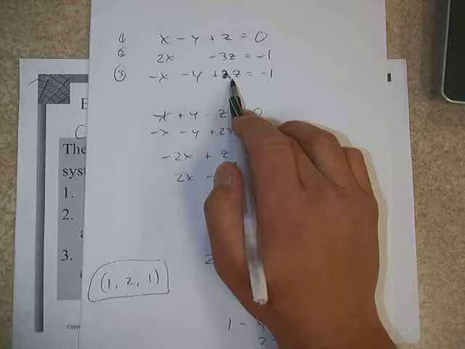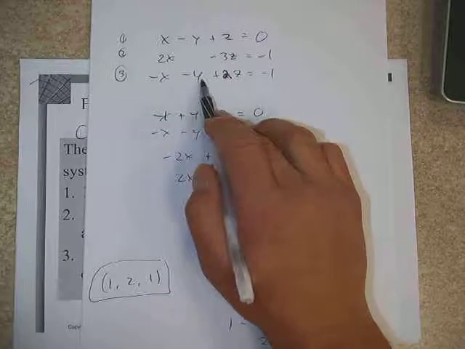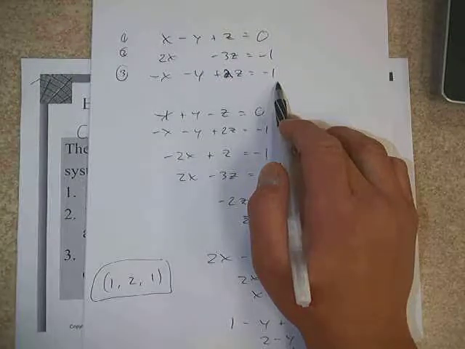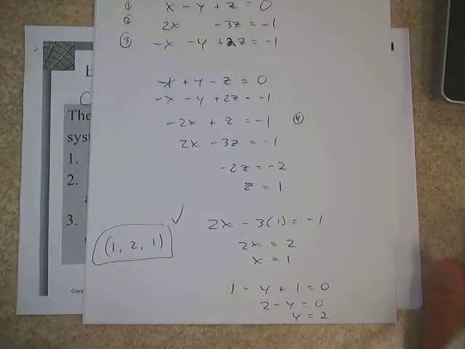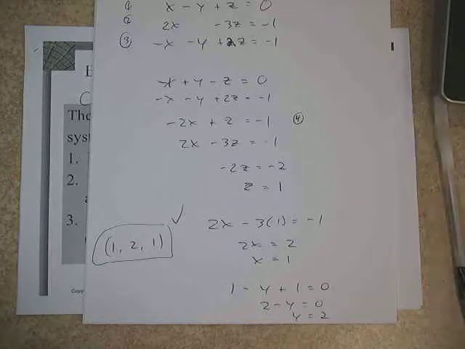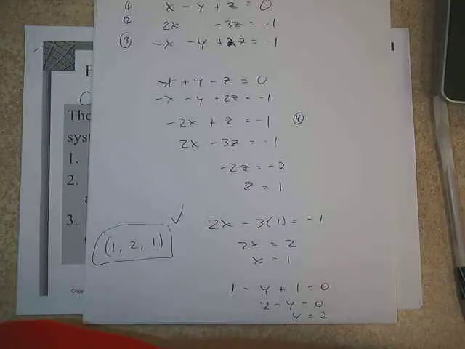Just like any equation solving process, we should check. We already know it works in number 1. If we put a 1 in here and a 1 in here, we'd have 2 minus 3, which is negative 1, so it works in the second equation. In the third equation, we'd have negative 1 minus 2 plus 2, which would also equal negative 1. So it did check, and we can walk away knowing that we got the problem correct. Questions on that process?